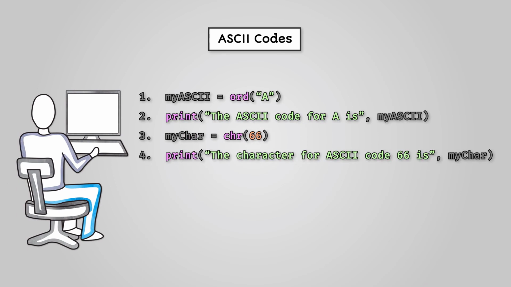We can easily convert a character to its ASCII code and an ASCII code to a character in Python. To convert from letters to ASCII codes, we use the ord function in Python. To convert from ASCII codes to letters, we use the chr function in Python. Here on line 1, we are getting the ASCII code for the letter A and storing it in a variable which we print out on line 2. Then on line 3, we are getting the character for the ASCII code 66 and then print it out on line 4.